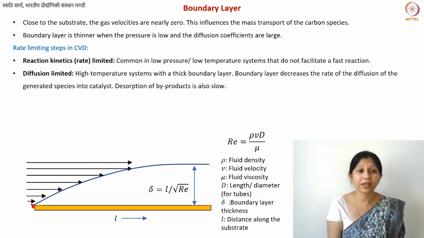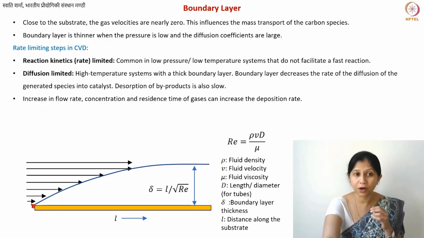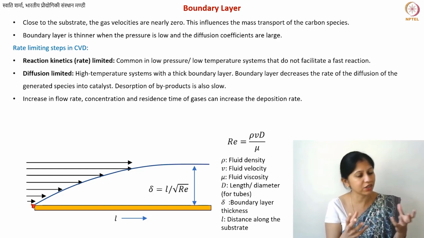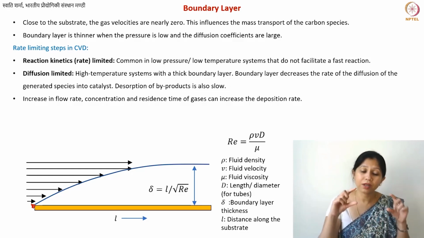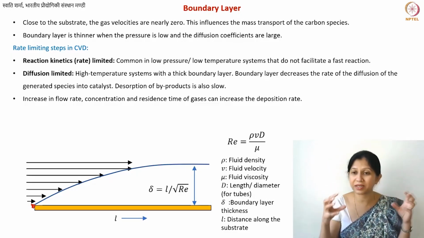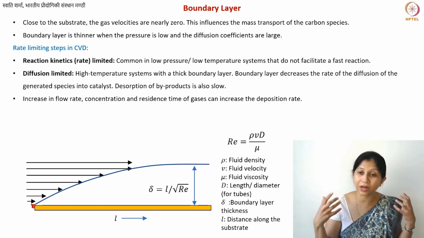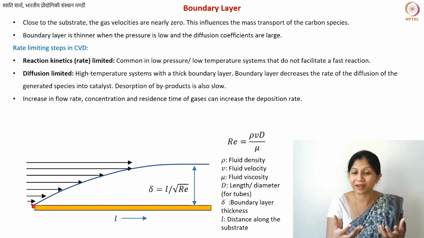What you can also do is, you can also play with the flow rate of your gases. So if you increase the flow rate, or sometimes also the concentration, let's say of methane, even though the boundary layer is thick, now there are a lot of carbon species that are produced, so the concentration of carbon species increases. So even if the diffusion rate is low, the total number of carbon species that are reaching your substrate can be increased.